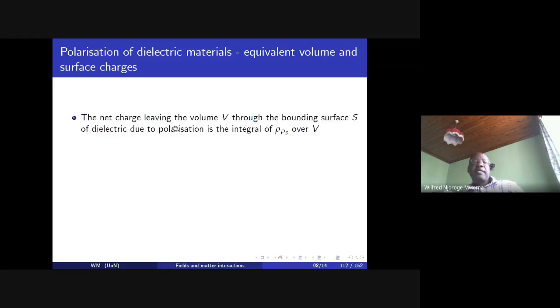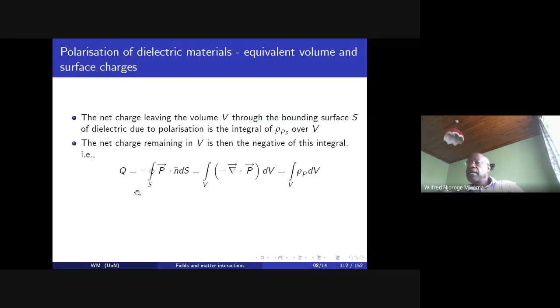So the net charge that will be leaving the volume through the bounding surface S of the dielectric due to polarization will therefore be the integral of rho PS over the volume V of the dielectric. And the net charge remaining in V must then be the negative of that integral, or rather that Q is going to be given by minus the surface integral of P dot ns, which is equal to that value there. When we use the divergence theorem we will get that kind of value, and we see that that is going to be the bound volume charge density in there.